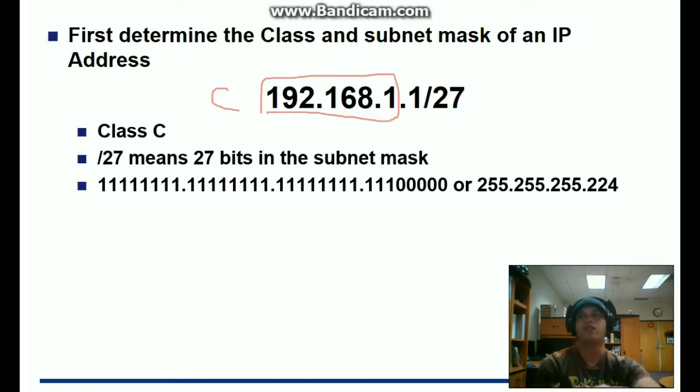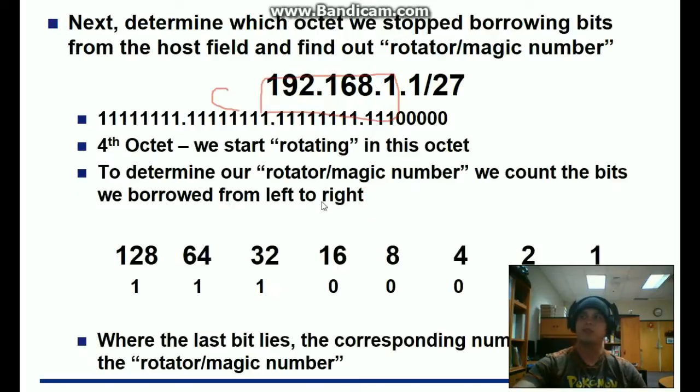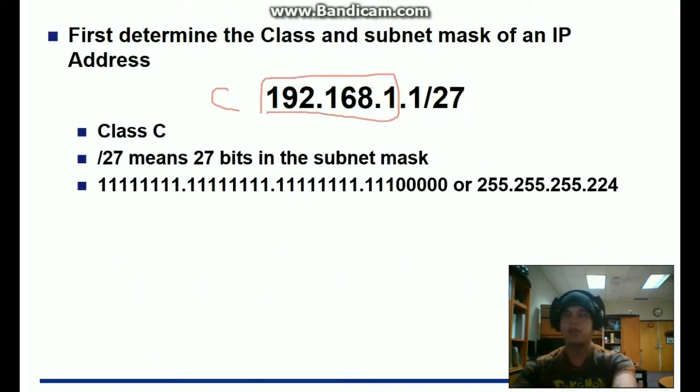/27 means 27 bits in the subnet mask. You could write that out in binary, and we already know that this is 255, 255, 255, and then we have these bits turned on. You just add that up. 128. No, go back. 128, 64, and 32. Add that up equals 224. So these are the first steps: determine the class, and then identify what the subnet mask is.